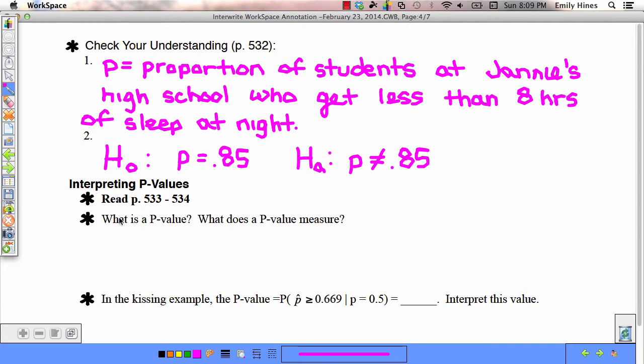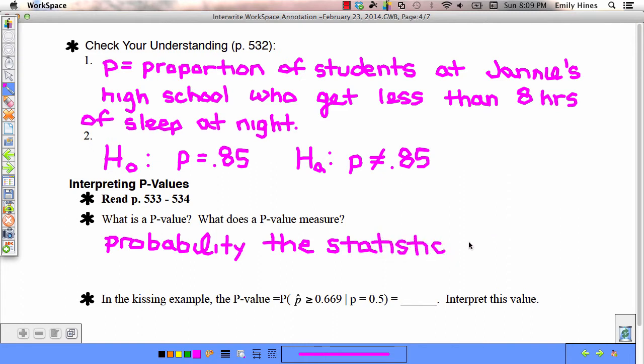So let's talk about p-values. What is a p-value? The p-value is the probability the statistic will occur. So what is the probability that, given our claim, the statistic we have will occur? You have been finding p-values all year long, and we just haven't called them that. We've just called them probabilities.